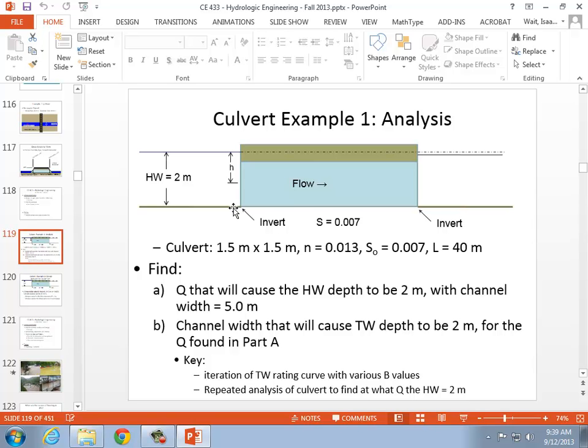Okay, so we have a channel that's sloped at 0.007, so 0.7%. Here's the box culvert, and I'm going to just define as my datum the outlet invert. I'm going to say the elevation of that is 100.00 meters. All right.